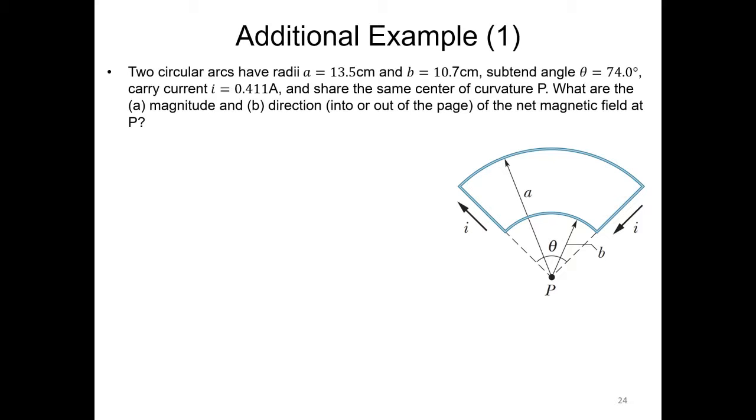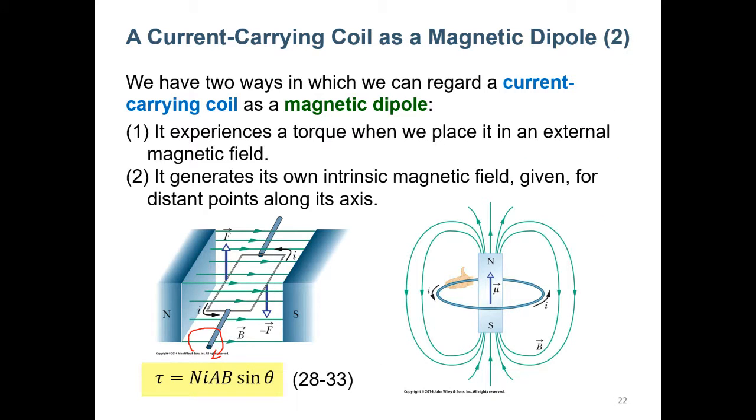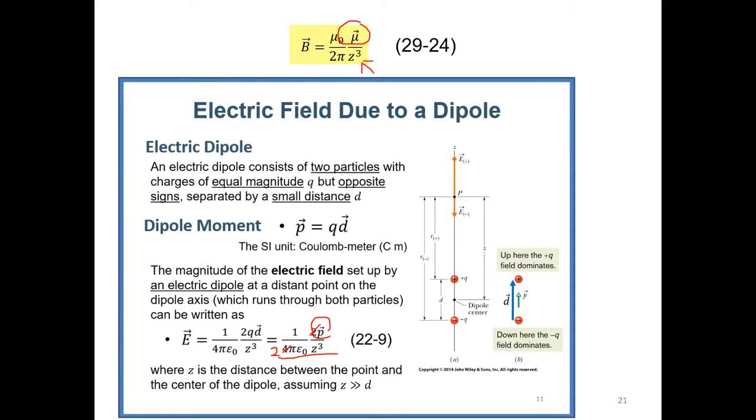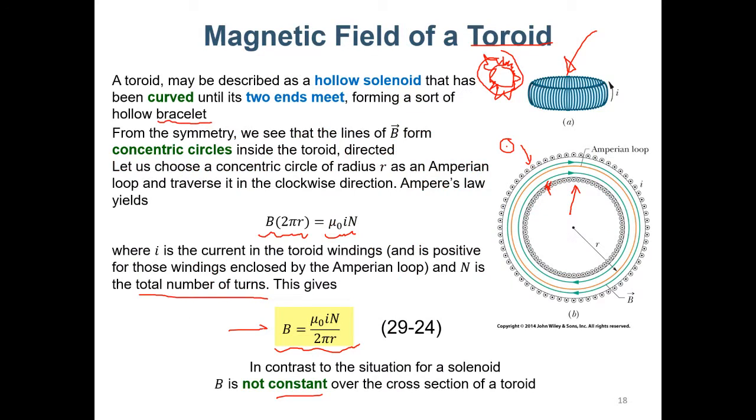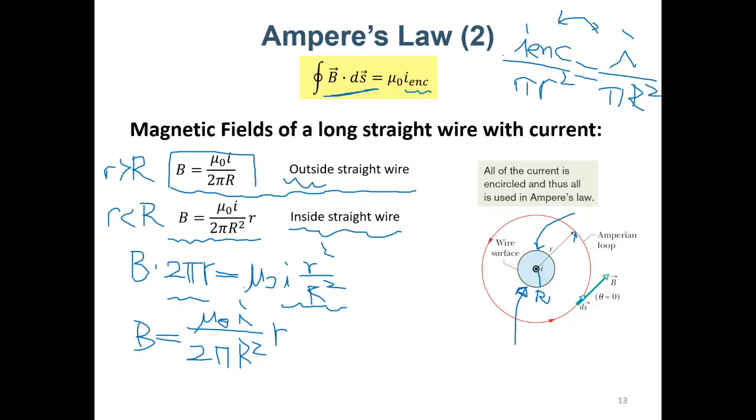So for this, maybe let's go back a bit. Okay, so last time, we learned Ampere's law. It's about a line integral of the magnetic field, which equals the total current enclosed by this Ampere loop, and the direction follows the right-hand rule.